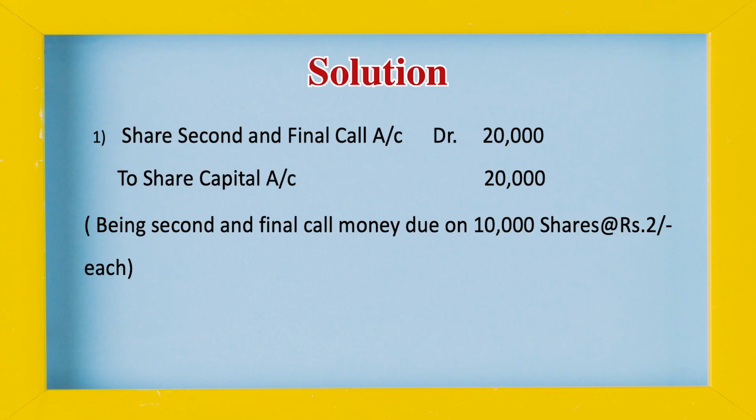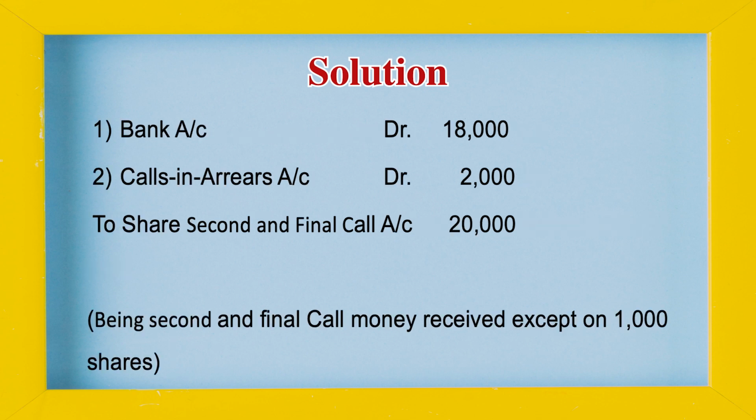In this case, the first entry will be for amount due, that is share second and final call account debited rupees 20,000 to share capital account rupees 20,000. The narration is being second and final call money due on 10,000 shares at rupees 2 each. The second entry will adjust the amount not being received due to calls in arrears.